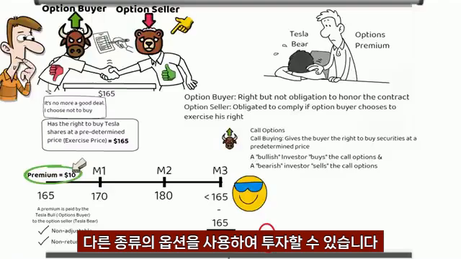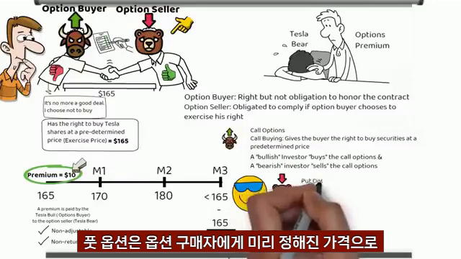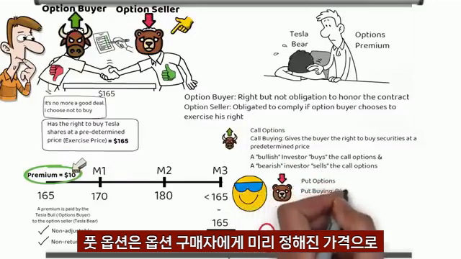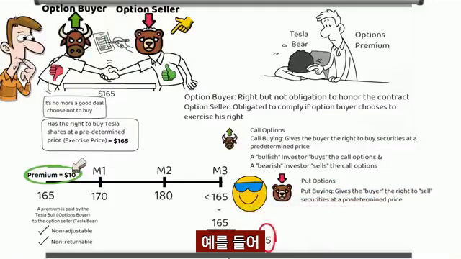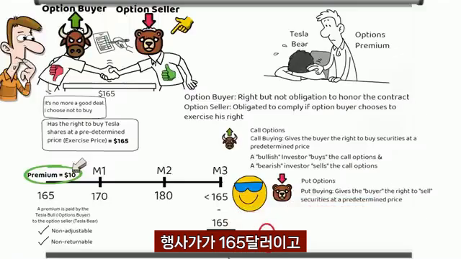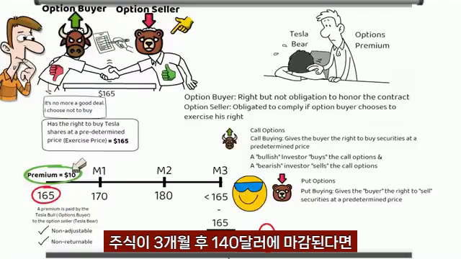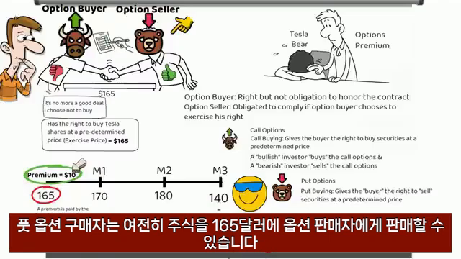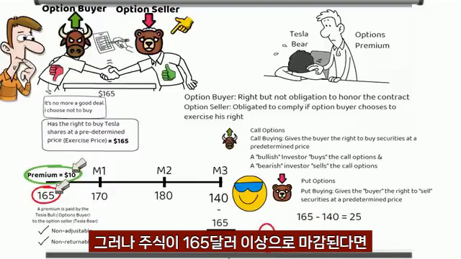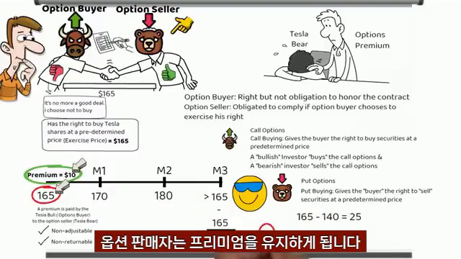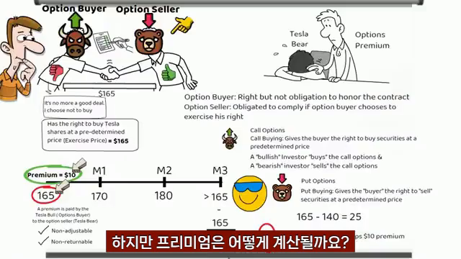On the other hand, if the option buyer is bearish, he can use the other category of options called put options to speculate. A put option gives the option buyer the right to sell the security at a predetermined price. So, for example, if the exercise price is $165 and the stock closes at $140 after 3 months, the put option buyer can still sell the stock at $165 to the option seller and pocket the cash. If, however, the stock closes above $165, the option seller gets to keep the premium. But how is a premium calculated?